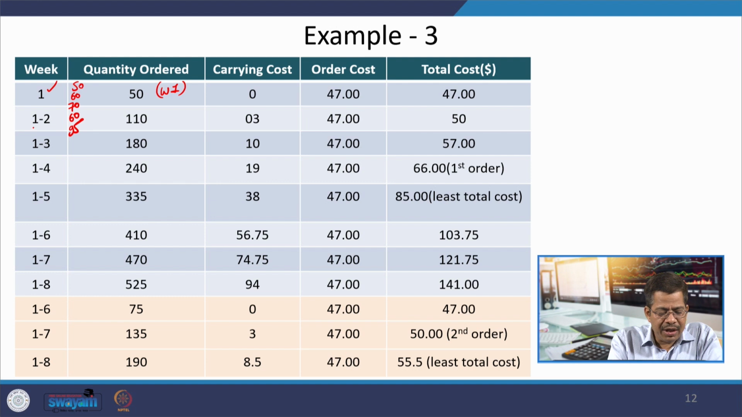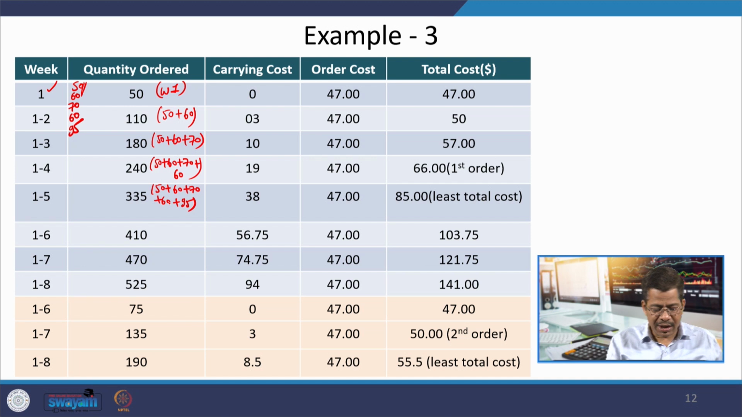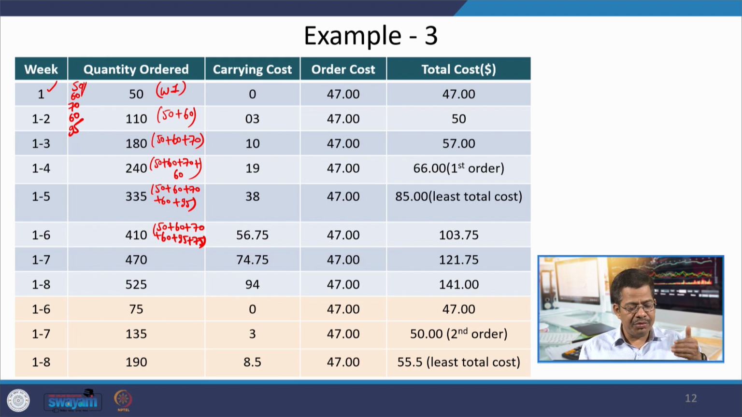it is 50, week 1 and 2 110, 50 plus 60, week 3 50 plus 60 plus 70, and week 1 to 4 50 plus 60 plus 70 plus 60, and then if we want to have up to week 1 to 5, 50 plus 60 plus 70 plus 60 plus 95, and then if I want to add more data, this is 50 plus 60 plus 70 plus 60 plus 95 plus 75, etc. So, in this way your ordered quantity is changing from 50 to 110 to 180. These are different possible lots.